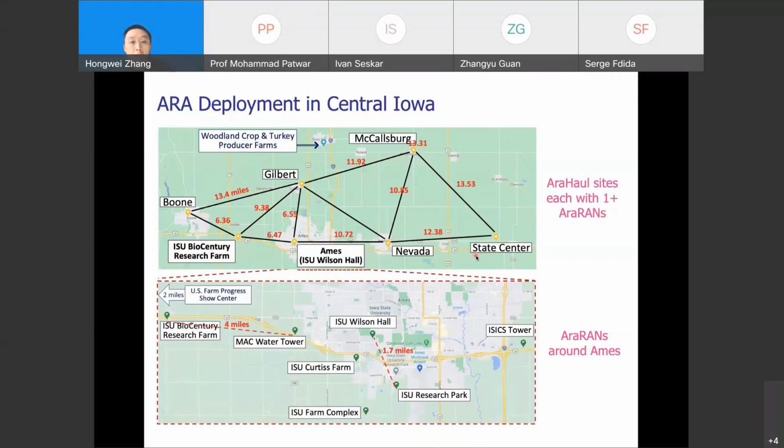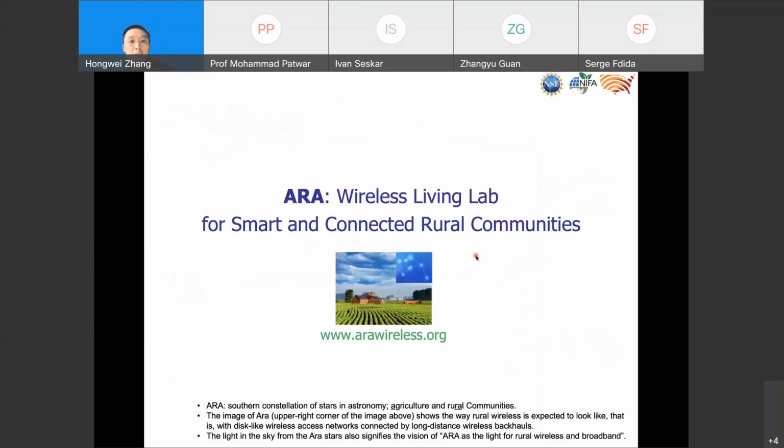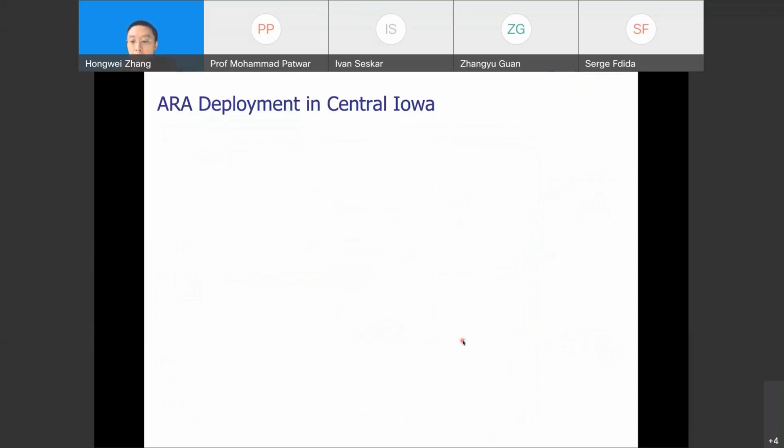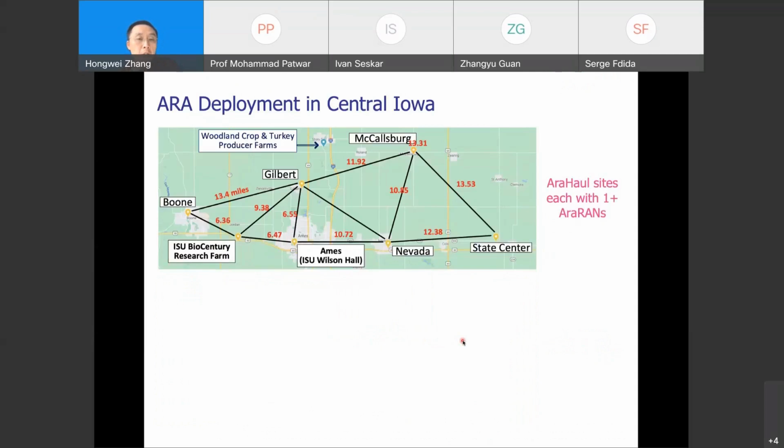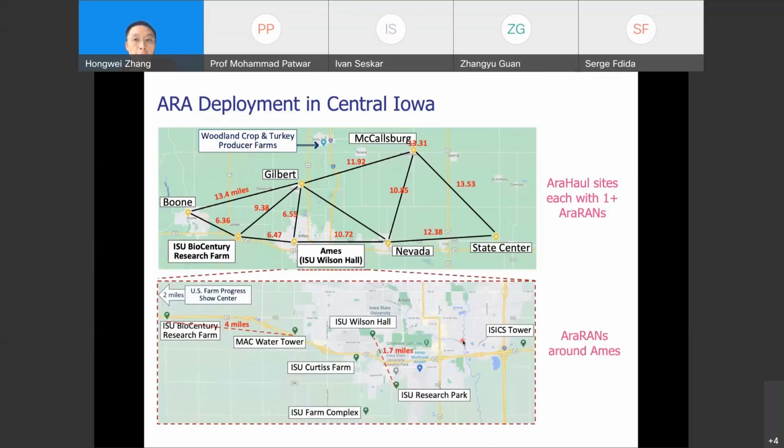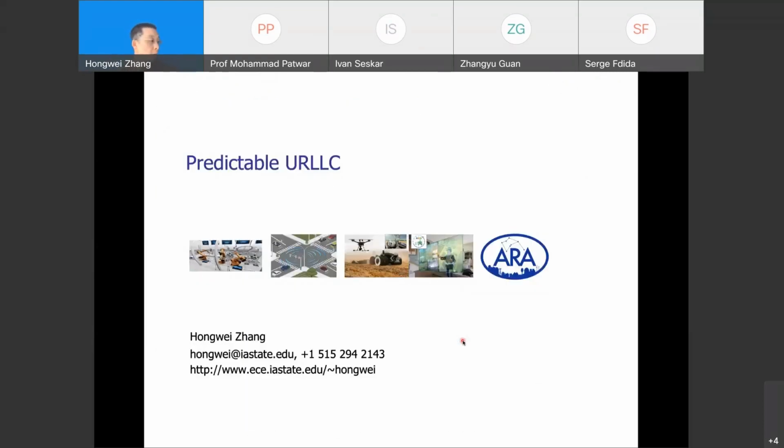More detailed information about the testbed can be found on the website arawireless.org. Right now we're still in the process of building the testbed, but some of the sites may be available as early as early next year. And we're always looking forward to hearing from the community in terms of how this can be used in your research. If you have any questions, please feel free to reach out to me. So with that, let me stop here and see if there are any questions. I can maybe take one or two if time permits.